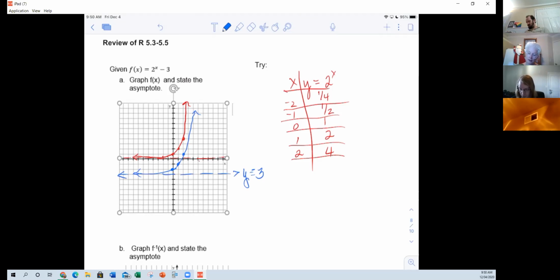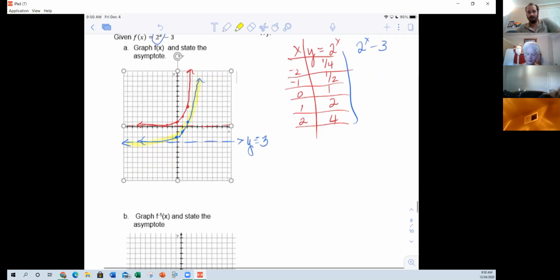So again, I usually just start with the parent function to do the x and plot points for that, and then do the shift down 3. You could do the shift in the chart if you wanted to, that you could do another column and do 2 to the x minus 3 and get those points right off the bat and not have 2 on your paper. So if you prefer that way, that's fine. And the asymptote shifts as well. So it started at y equals 0 and goes down to y equals -3.